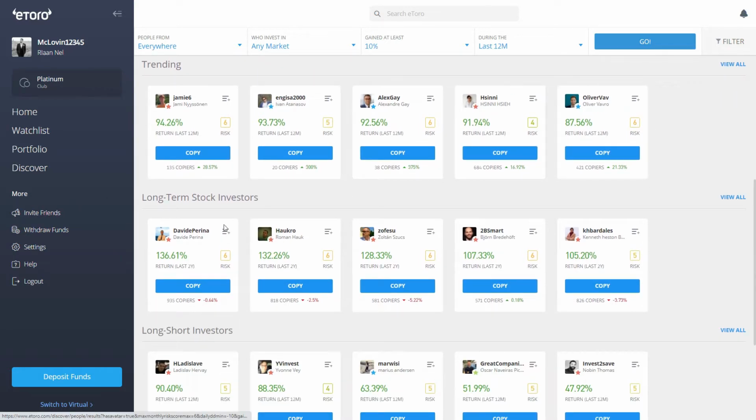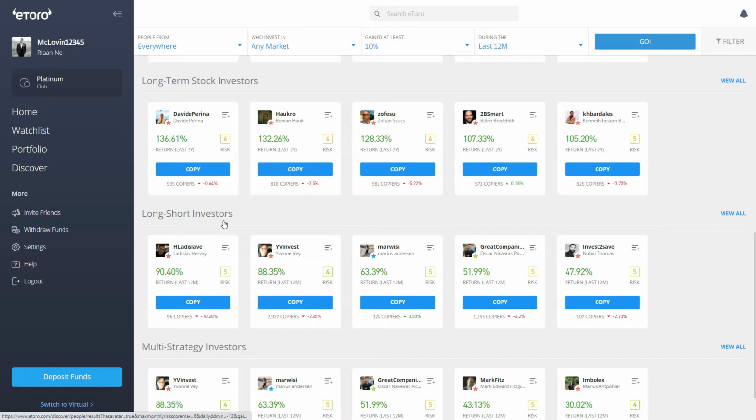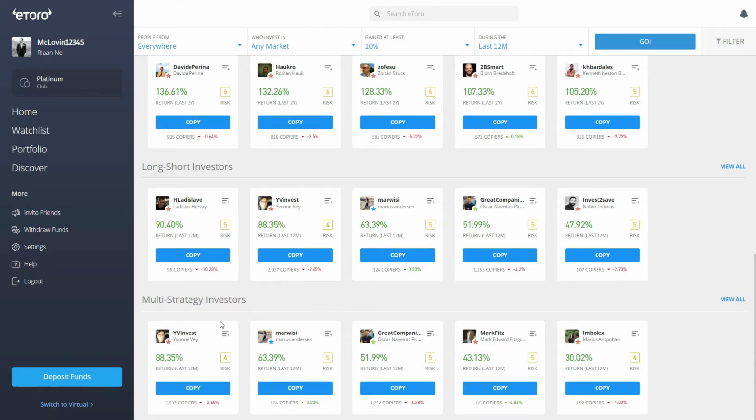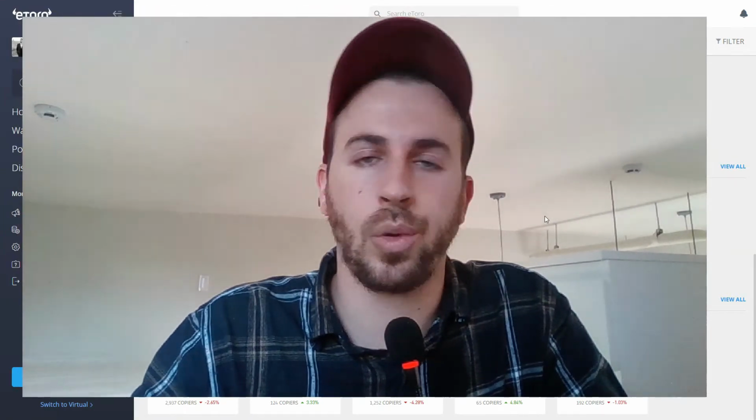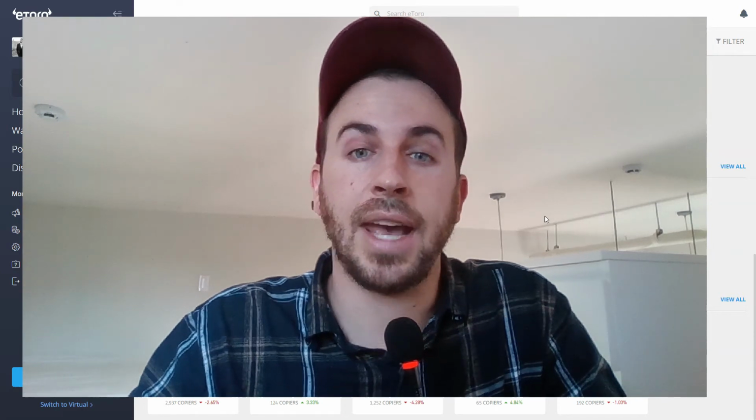Then you get long-term stock investors. So this is classified for you. These are guys that are invested in equities, and they are keeping trades open for a long time. They don't trade often, so they are investors in the full sense of the word. Then you get long-short investors. Long-short, well, a short is a put. It's a sell. So probably these guys are long-term short sellers. I'm not 100% sure, but that's not important for the video. And then you have multi-strategy investors. So these guys obviously probably invest in all kinds of things, different strategies, different asset classes, etc.